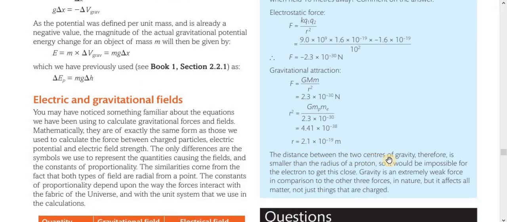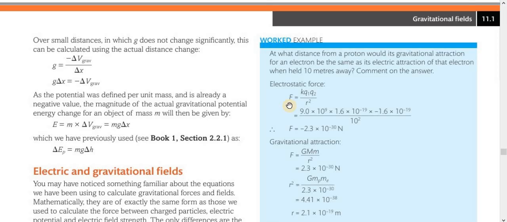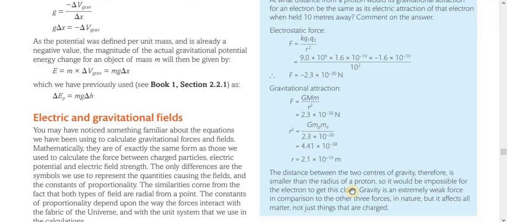The distance between the two centers of gravity therefore is smaller than the radius of a proton. So it would be impossible for the electron to get this close. Gravity is an extremely weak force in comparison to the other three forces in nature, but it affects all matter, not just things that are charged. So what we found is that for the electrostatic force to equal the gravitational force, the object has to be this close. So it's closer than the radius of the proton, which is impossible.